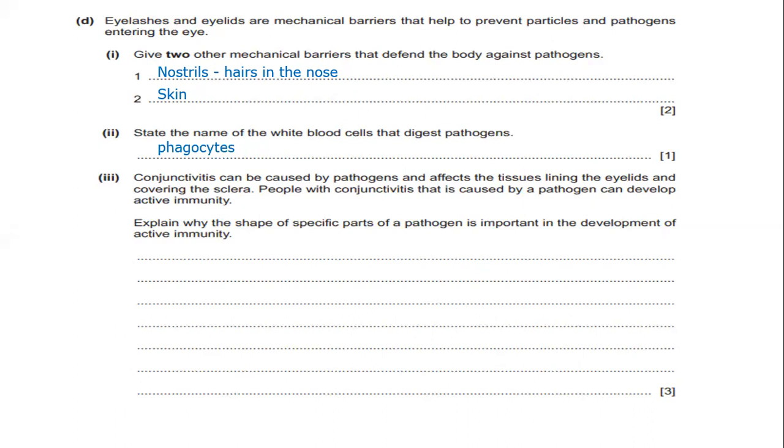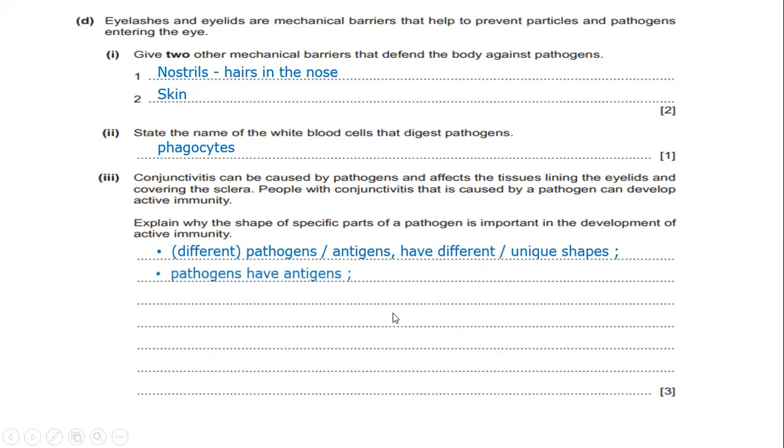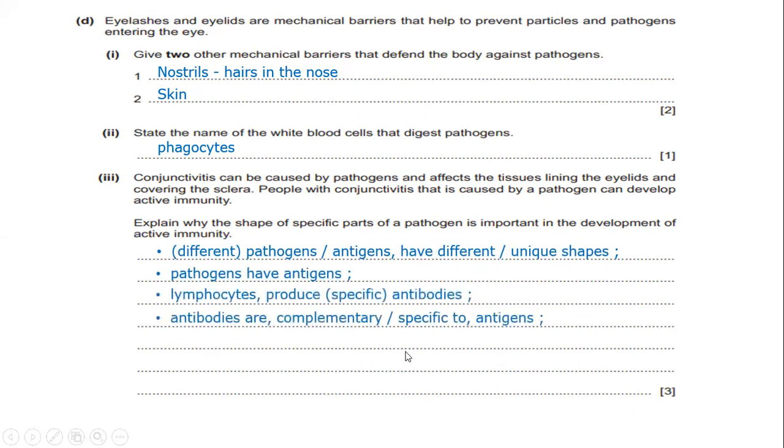It is the inflammation or infection of the transparent membrane that lines your eyelid and eyeball. And the characteristic is redness and a gritty sensation in your eyes along with itching. So you have to explain why the shape or specific part of a pathogen is important in the development of active immunity. As long as your answer is within this selection, you will get 3 marks.